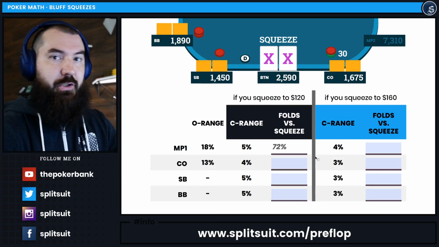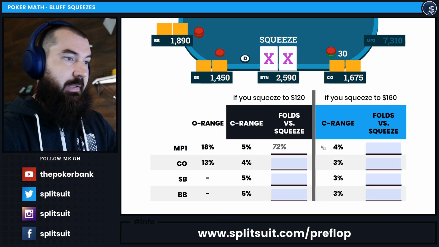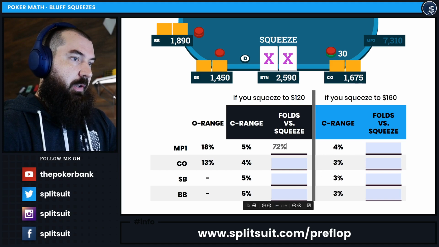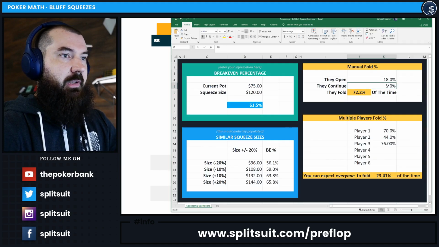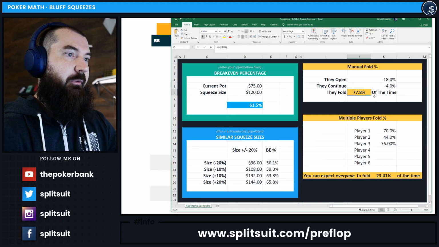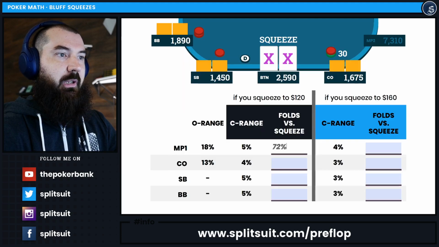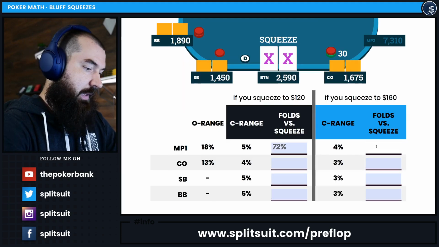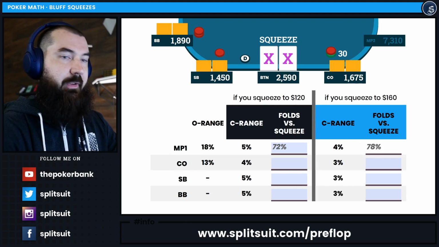Like, these are legitimate things that are very, very realistic. And again, we notice that's a tighter range. So we can go up here, say, okay, instead of 5%, it's actually going to be 4%. And now we notice that they're folding 78% of the time. Excellent. Perfect. All right, so now let's go further and do the cutoff.